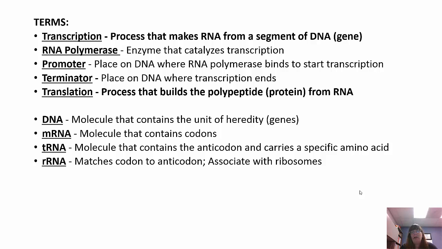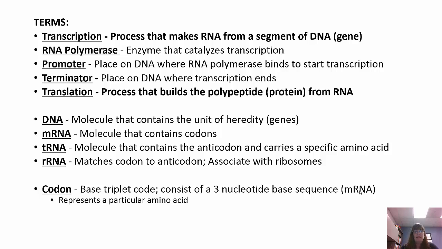So again, this should all be reviewed from biology. That's why we're not spending a whole lot of time on it. The codon is the triplet code, which is 3 nucleotide base sequences on the messenger RNA, and each codon represents a particular amino acid. And then the protein will be built by translating those codons and attaching the amino acids together.